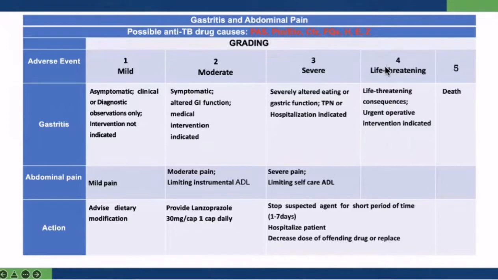So you may stop any NSAID that the patient is taking if this is the cause of your gastritis or abdominal pain. Or you may also diagnose and treat H. pylori infection if that will be the offending agent. Now, severe abdominal pain has been reported with the use of clofazimine. Although considered rare, if this occurs, clofazimine should be suspended.